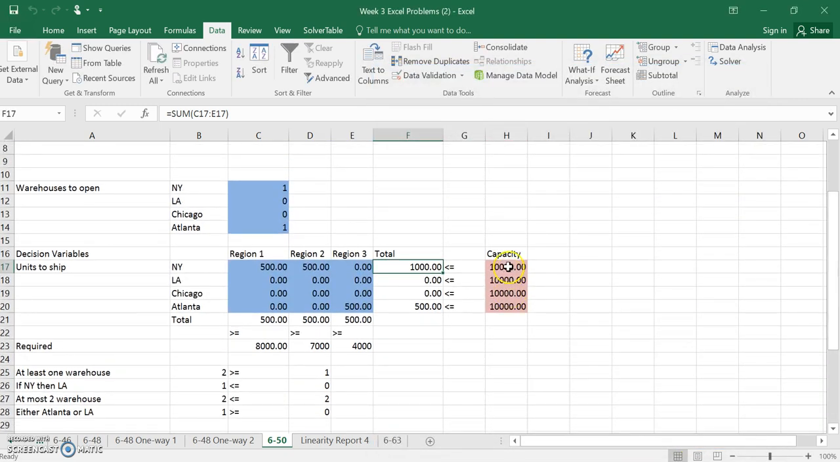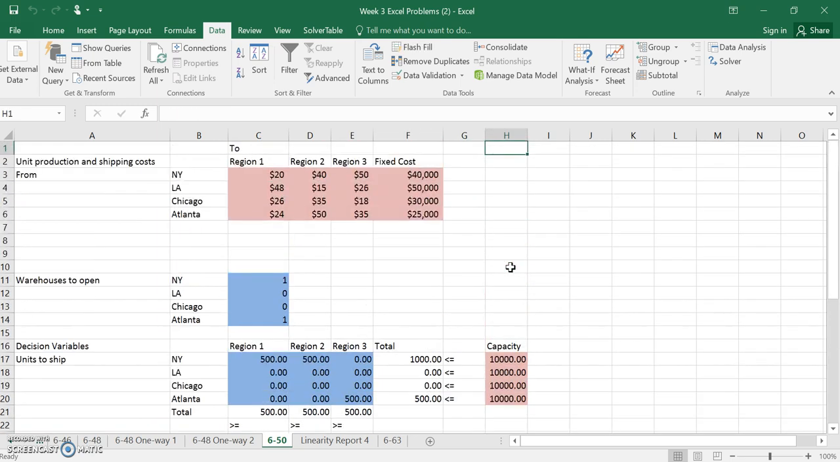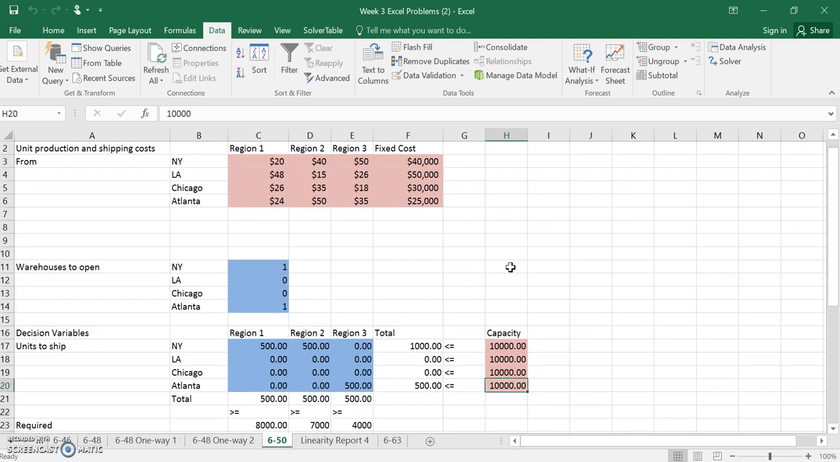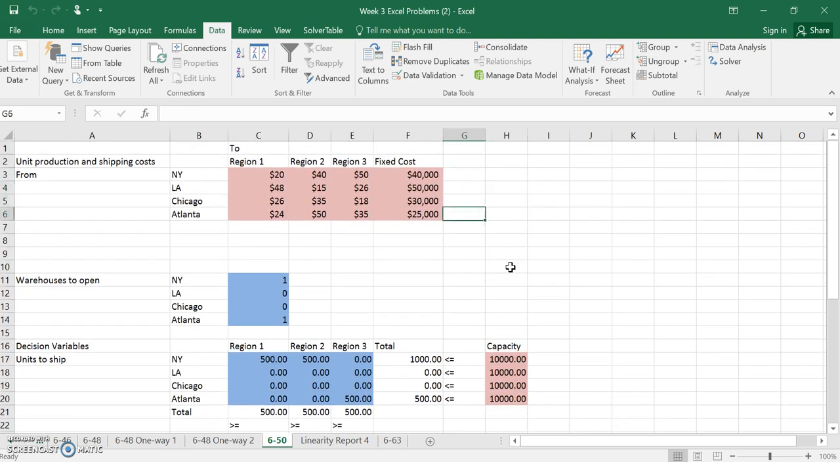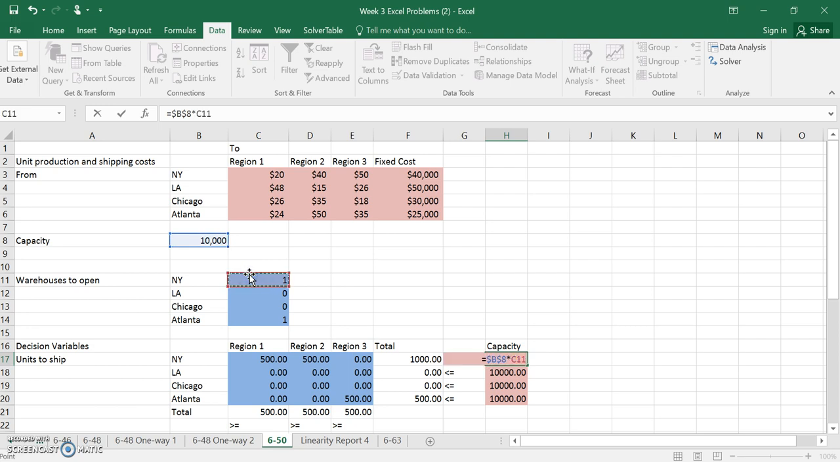All right, so this capacity, instead of doing 10,000 all the way down, we know that if you open any given warehouse, it's 10,000 units. So we can just do a capacity constraint for the warehouse, put that as 10,000. Okay, and then instead of just putting this at a fixed 10,000, we can refer to cell B8, which is where I put the 10,000 constraint, make that an absolute reference so we can copy and paste it down, and then multiply that by your binary constraints.